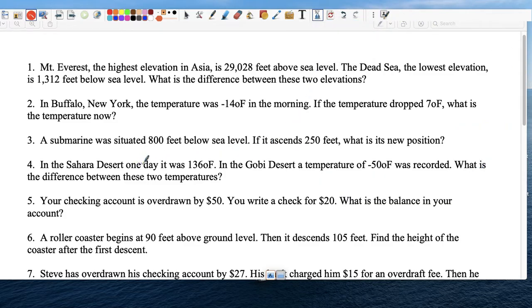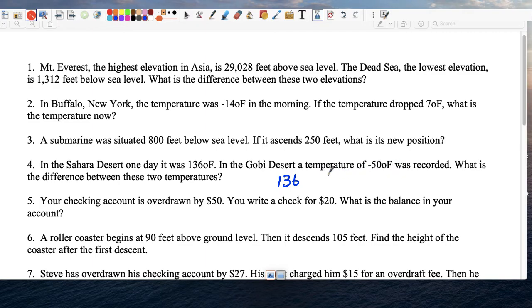In the Sahara Desert, one day was 136 degrees. In the Gobi Desert, there was a temperature of negative 50. So we got 2 different temperatures. What is the difference between these 2 temperatures? So again, this one, we can do it in absolute value. So 136 minus negative 50. And we get 136 plus 50. And that's going to give us 186. And if you take the absolute value of that, we get 186.